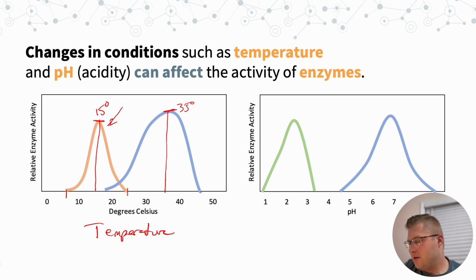One other item here, and maybe not as familiar to you, is pH. pH is a measure of acidity. Very acidic stuff has a low pH, and a high pH is more basic. If something is more acidic, it's going to have a lower pH.